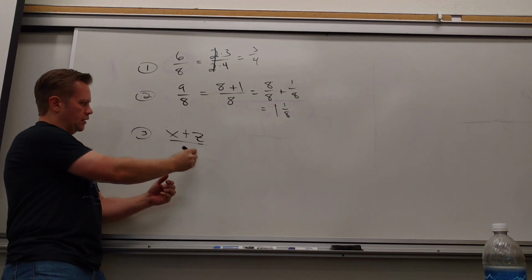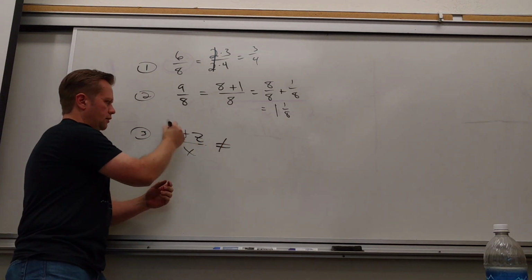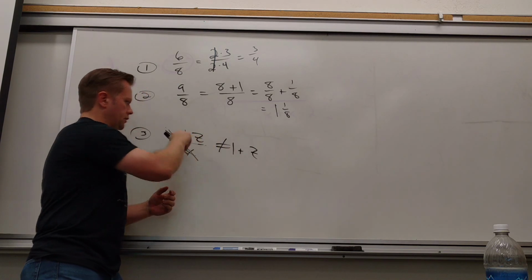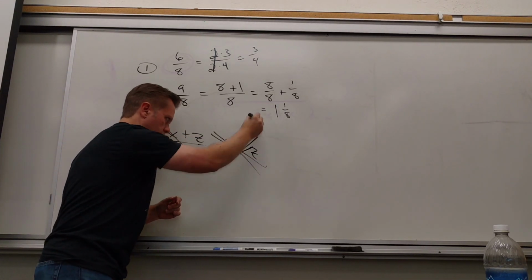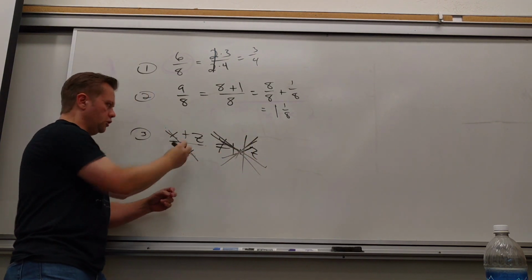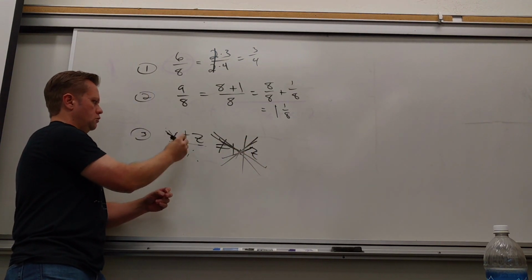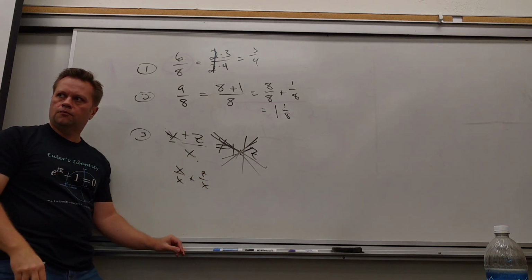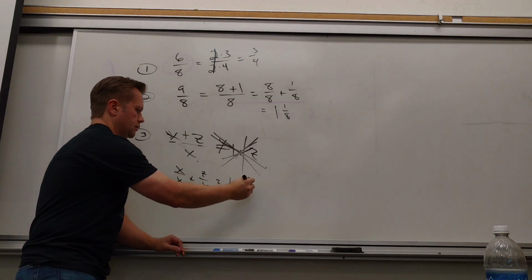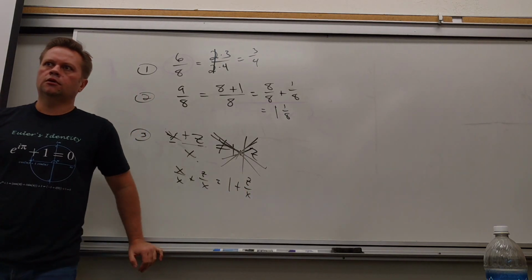You can't do this. The answer would not be Z or 1 plus Z. You can see where the 1 would come from, right? Just want to make sure you understand. But you could go X over X plus Z over X if you really wanted to. And that would be 1 plus Z over X. That's the most you could do.